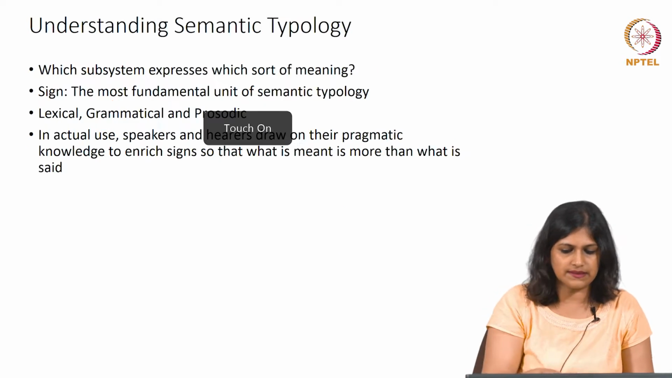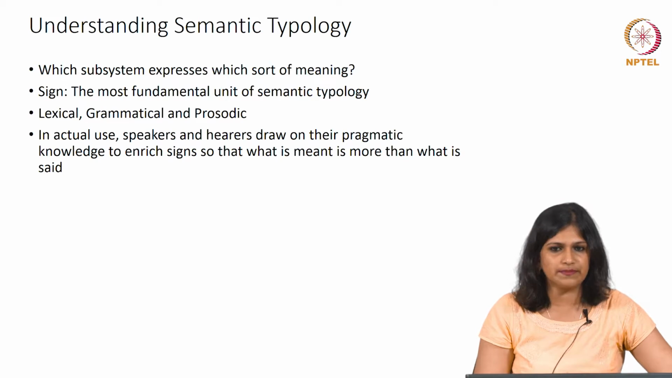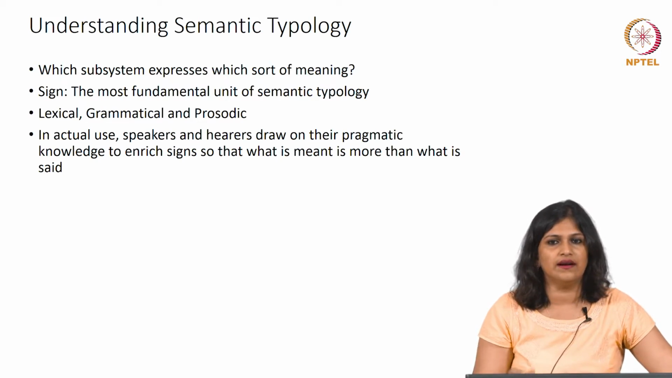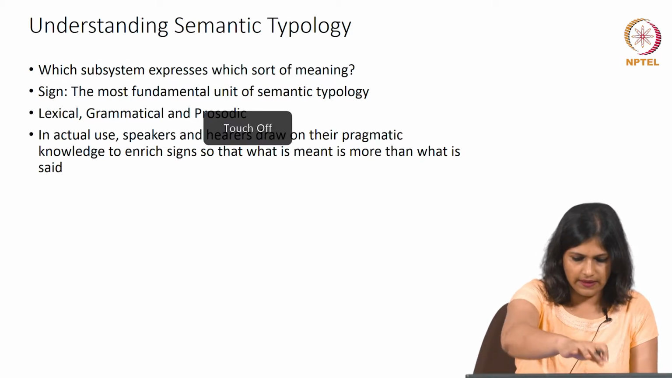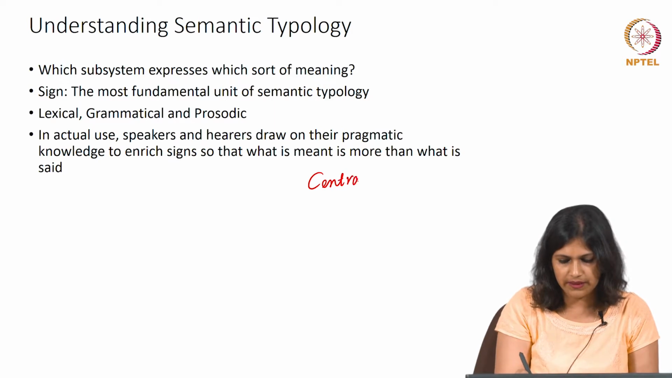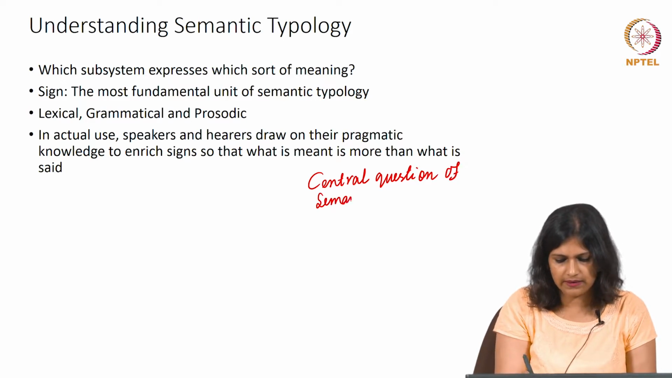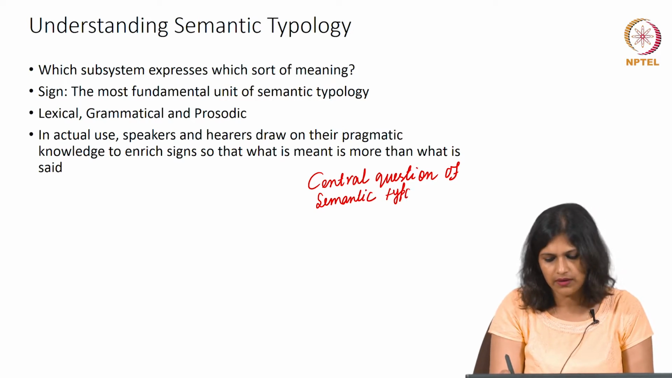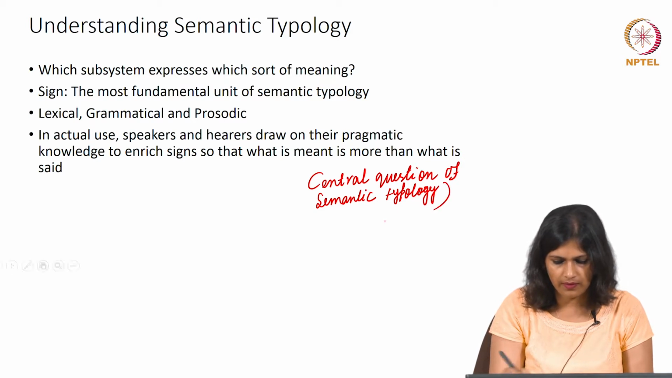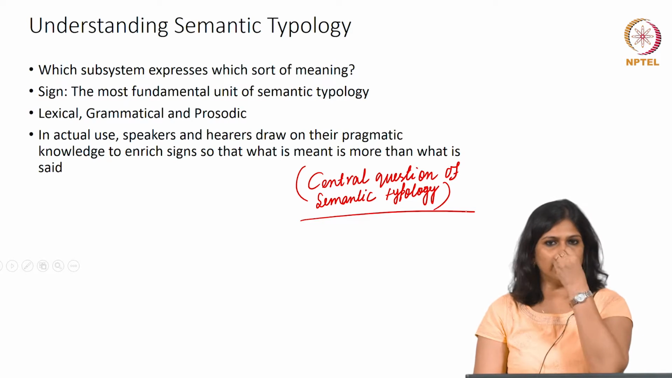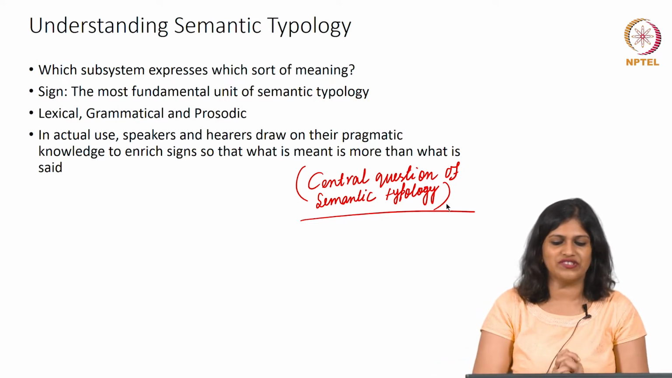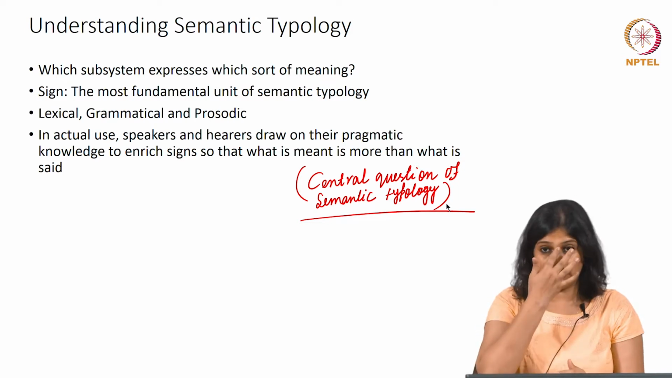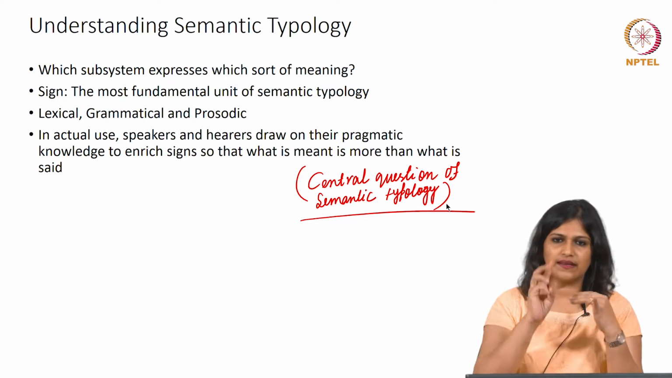With this discussion, let us try to understand semantic typology. What is the central question? This particular slide would give you an idea of what the central question of semantic typology should be, which is obviously related to meaning. The central question is: what subsystem expresses what kind of meaning? That means there are many subsystems, and what are these subsystems? There are three primary subsystems.